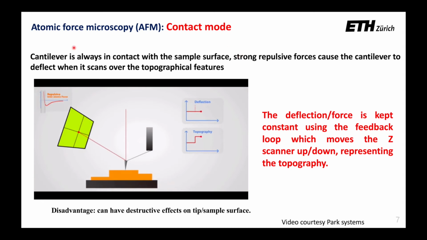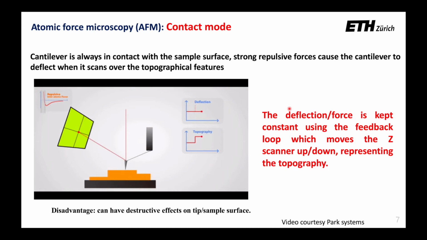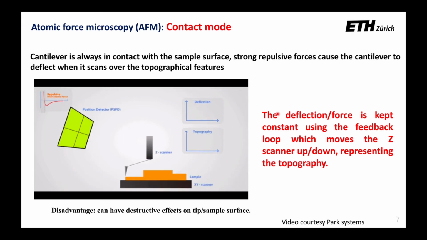So in the contact mode, the cantilever is always in contact with the sample surface. A strong repulsive force causes the cantilever to deflect when it's scanned over the sample surface. Here the deflection or the force is kept constant using the feedback loop, which moves the Z scanner up or down, which represents the topography of the sample.